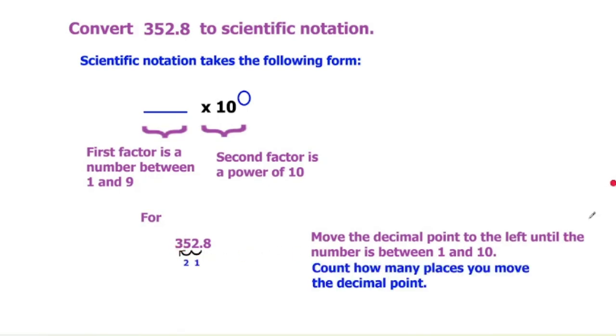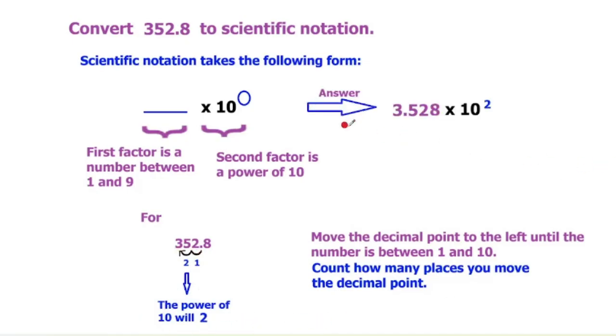So now we count how many places we move the decimal point. We move it 1, 2. So just a note, we wouldn't move the decimal here because then we'd have 35 in front of the decimal. We need to have a number between 1 and 9 in front of the decimal. So we would stop here and we would have 3 in front of the decimal. Okay, so we move the 1, 2. So that means the power of 10 will be 2.